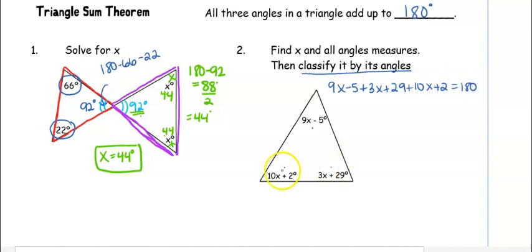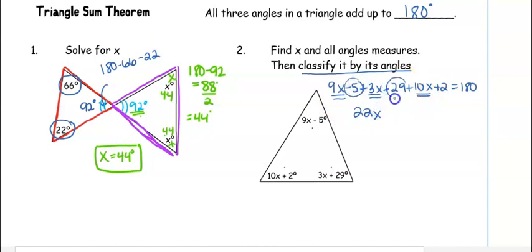So I can't just add two of them. I've got to add all three because the Triangle Sum Theorem says that all three angles have to add up to 180. So I've got all of this on the left-hand side. Remember, when we go to solve this equation, I'm going to clean up the left-hand side first by combining like terms. So 9 plus 3 is 12, plus 10 is going to be 22x.